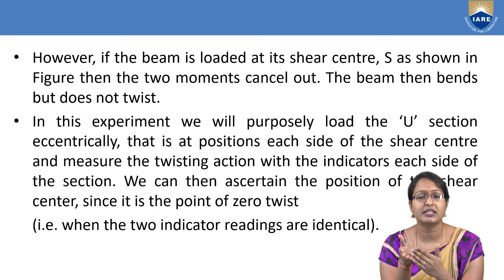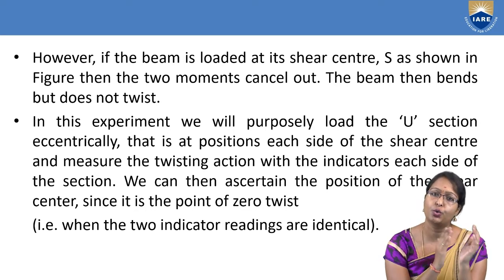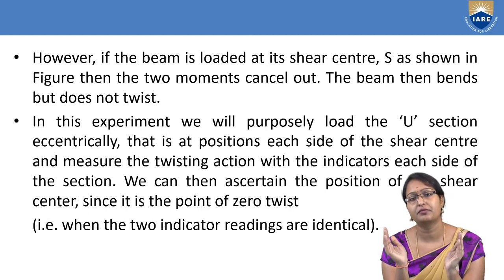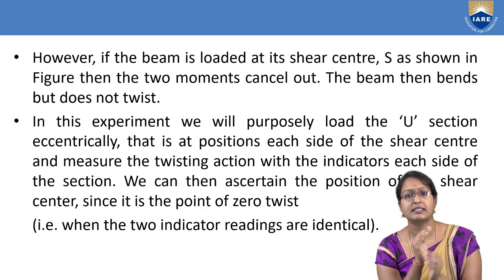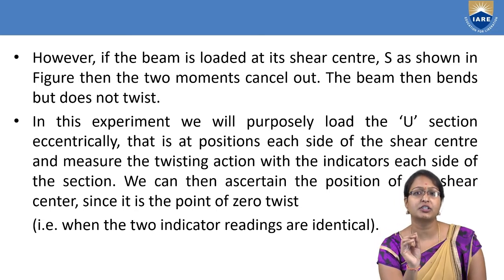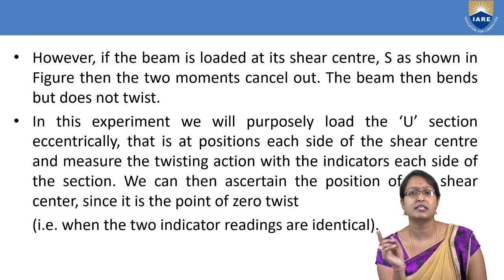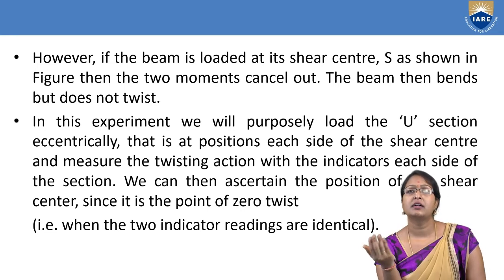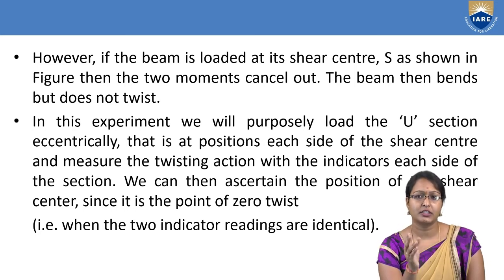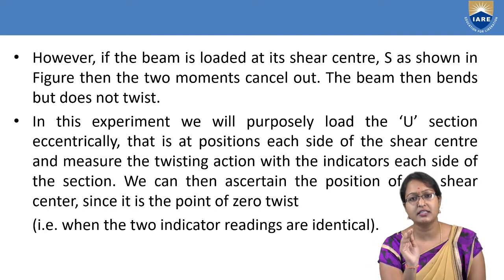In this experiment, we will purposely load the U section eccentrically. We'll consider the eccentricity point, and from there we are going to shift our weights sideways, that is left and right. We will shift the position of that eccentricity point and get the values at each side of the shear center, and measure the twisting action with the indicators on each side of the section. So we can ascertain the position of the shear center, since it is the point of zero twist. When the two indicator readings are identical, then such a point is considered the shear center point.